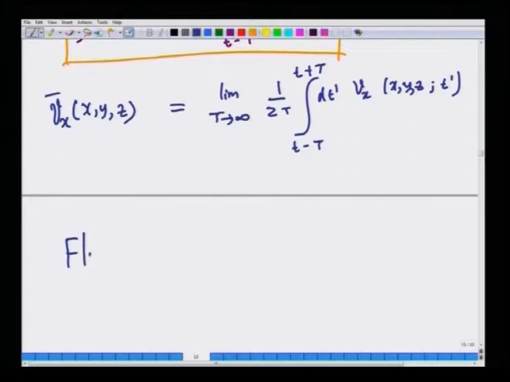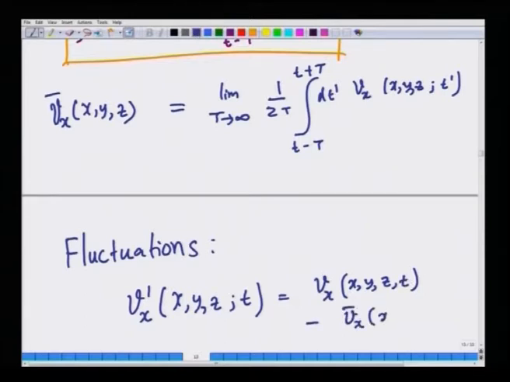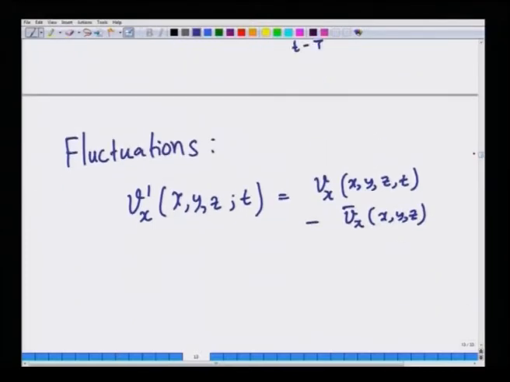Now, we can define fluctuations as deviations from the average. So, we can define the velocity fluctuation V x prime as the actual velocity minus the mean velocity. Now, the fluctuations themselves are of course functions of time, because you are subtracting from the actual velocity, which has fluctuations, the mean velocity, which has no time dependence. So, clearly this velocity fluctuation will have time dependence.